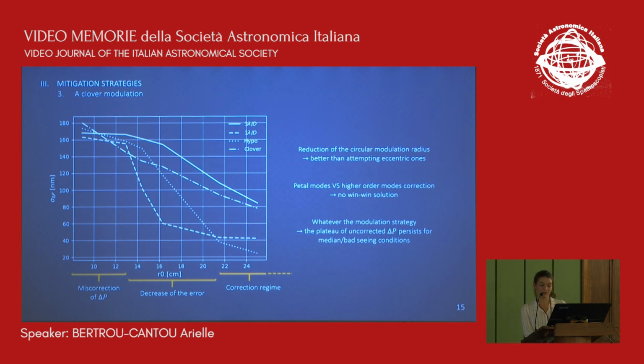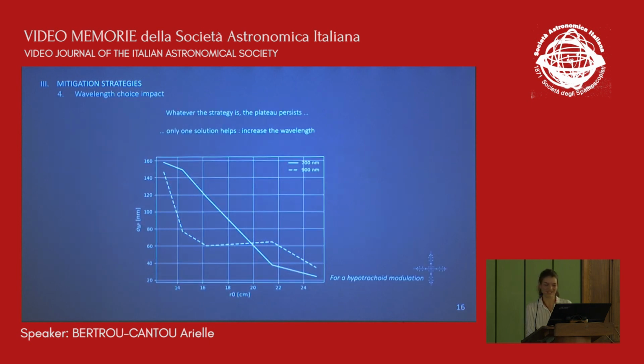And also, whatever the modulation, you always have this plateau of uncorrected delta P. We tried many things and we always have this plateau at that point. The only thing that works is to increase the wavelength. So here at 900 nanometers, which is where we are limited with our system bandwidth, we have better correction, but still not good for bad R0.